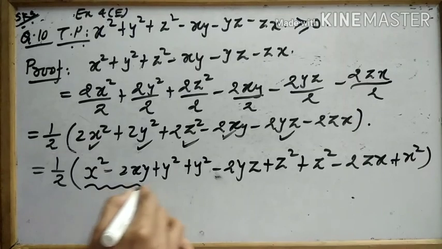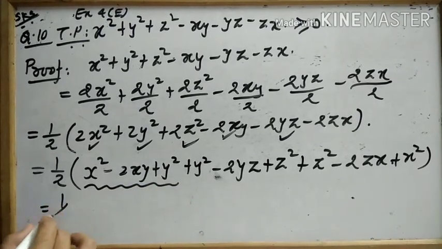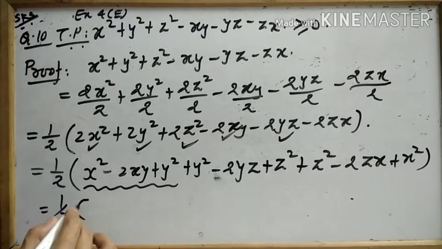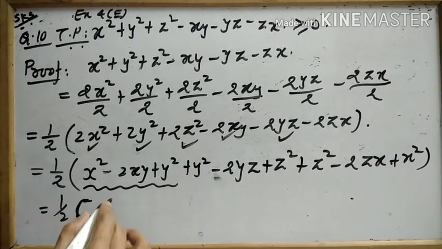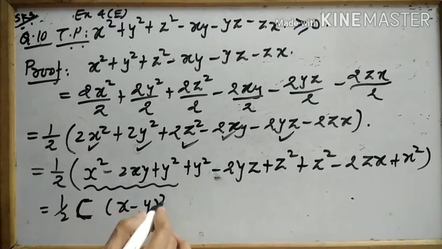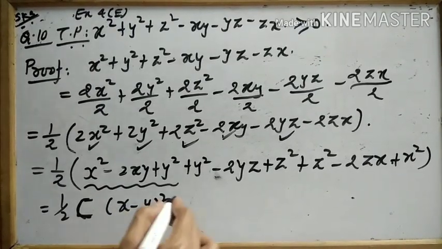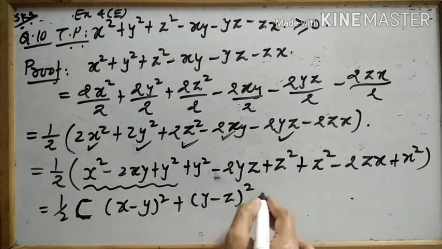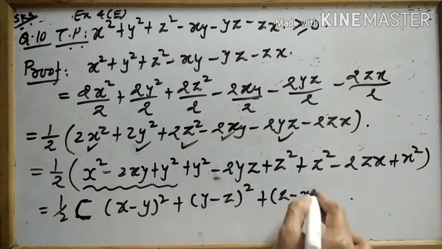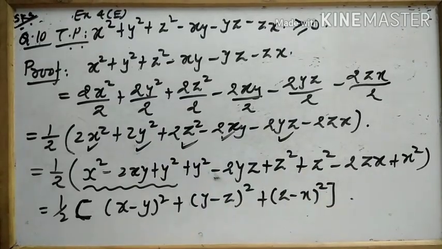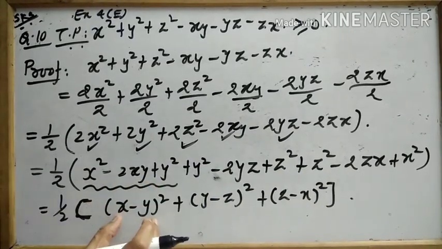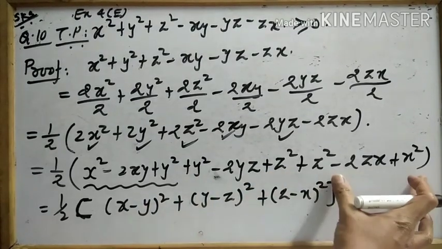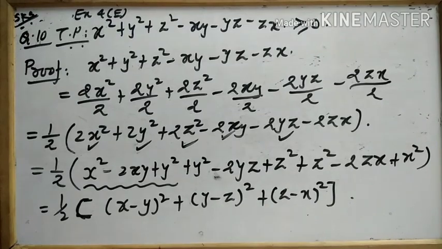Now I would just like to ask you a simple question: if I am taking these three terms into consideration, what will these three terms make? And if you recall, it is nothing else but x minus y the whole square. This is nothing else but y minus z the whole square. This is nothing else but z minus x the whole square. See this? These three terms make x minus y the whole square. These three terms make y minus z the whole square. These three terms make z minus x the whole square.